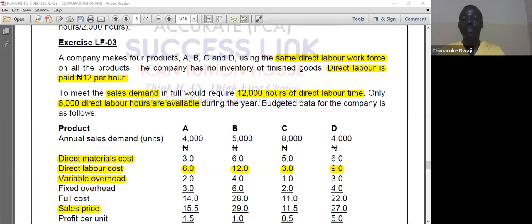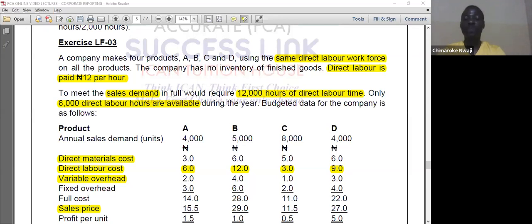Sales of 4,000 multiplied by 9 naira gives me 36,000. Sales of 8,000 units multiplied by 2.5 naira gives me 20,000 naira. Sales of 2,000 units multiplied by 4.5, let's do that. 2,000 units multiplied by 4.5 gives me 9,000 naira. And of course, 0 multiplied by 7 naira still gives me 0. So when you add them up, you get 65,000 naira as your total contribution.